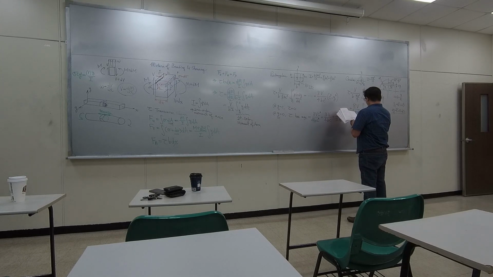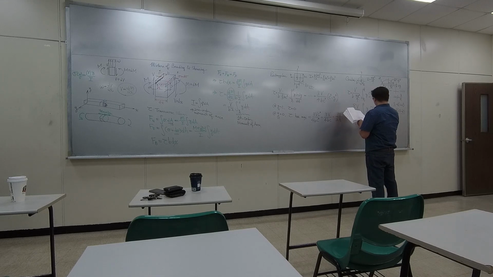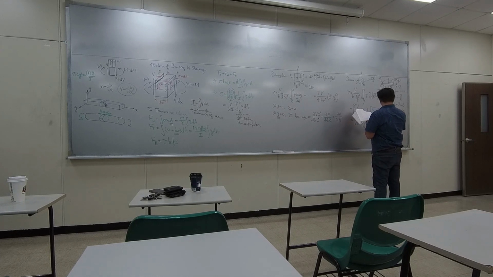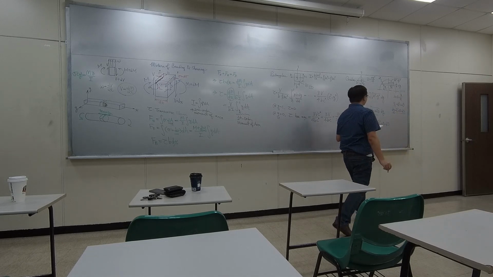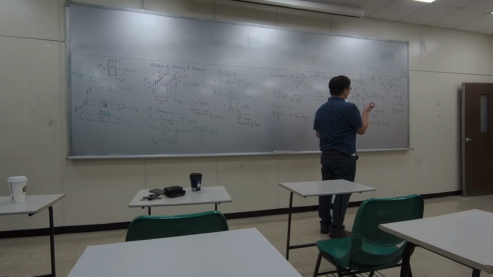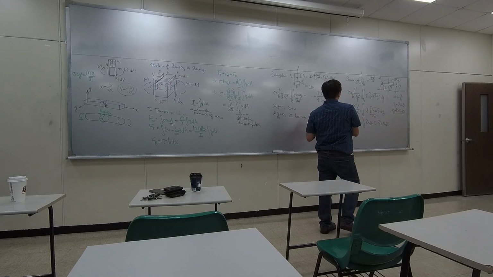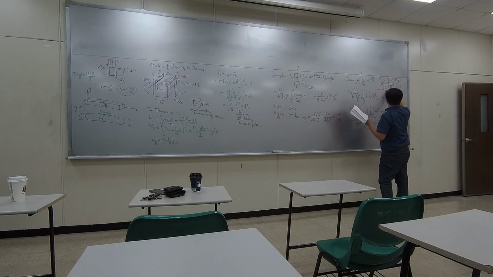2 pi r to the third. Y is r sine theta. This is basically cosine theta, right? So cosine theta, and dy is going to be r cosine theta d theta. Okay, so it turns out it becomes an integral of theta, and you are taking the integral from y1 to the top.